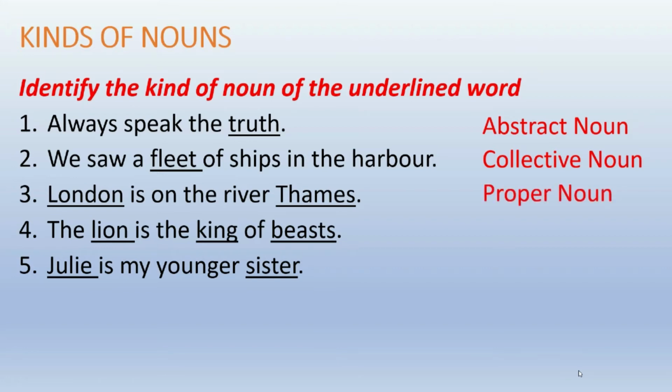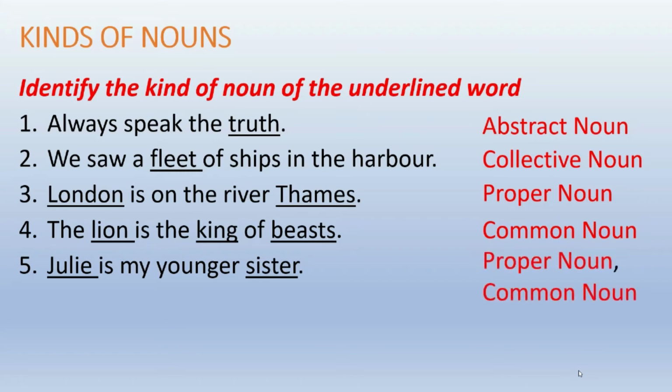Yes, the lion is the king of beasts. Here lion, king and beasts are underlined and they are commonly found. So they are common nouns. Julie is my younger sister. Now here, Julie is the name of a particular girl. Yes, so it is a proper noun. And sister. Yes, I have a sister, you have a sister, we all have sisters. Sister is a word that is commonly found. So it's a common noun.